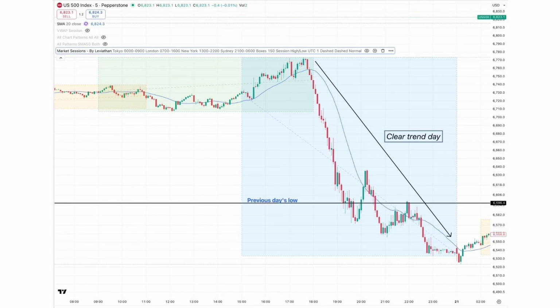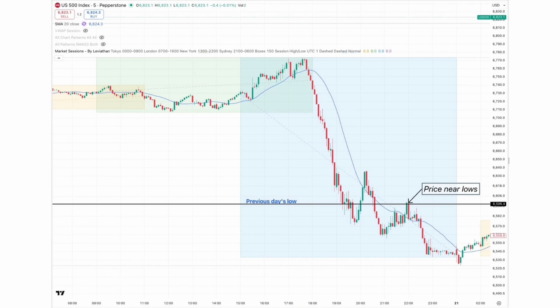Number one, you'll obviously filter the day type. Importantly, this is not for sideways, choppy price action. You want a clear trend day with prices near the lows in the final 15 minutes. Number two, you'll mark key levels. So you'll mark the previous day's low, intraday support, or a clear consolidation floor that has just been broken.